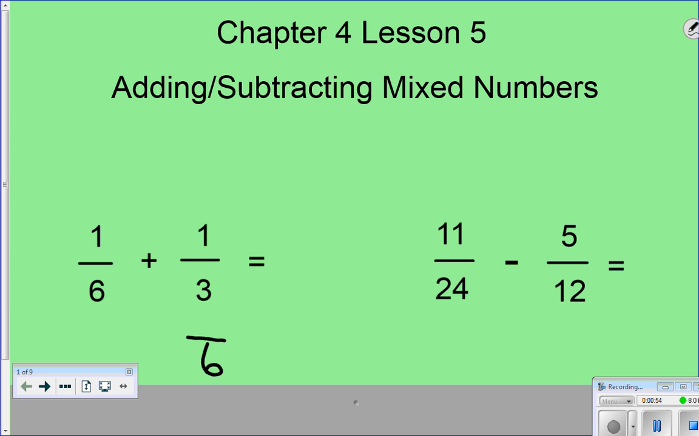Now, if I change the denominator, do I have to change the numerator? I still have people that say, I don't know what to do with the numerator. Okay? Tell me what you need to do to this numerator. Tell me what I got to do. Who knows? Anybody? Henry?